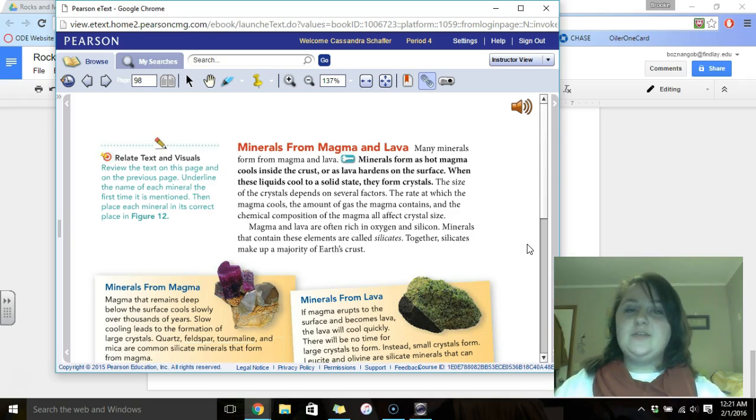The size of the crystals depends on several factors. The rate at which the magma cools, the amount of gas the magma contains, and the chemical composition of the magma all affect crystal size. Magma and lava are often rich in oxygen and silicon. Minerals that contain these elements are called silicates. Together, silicates make up a majority of the Earth's surface.